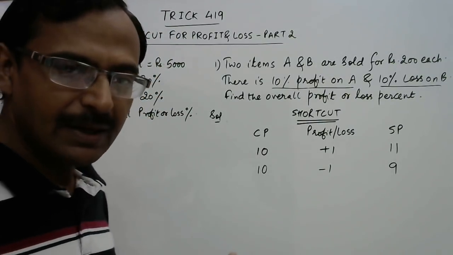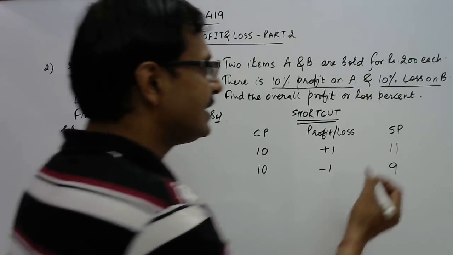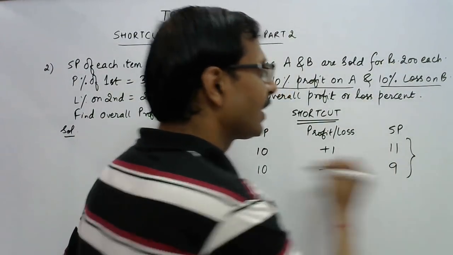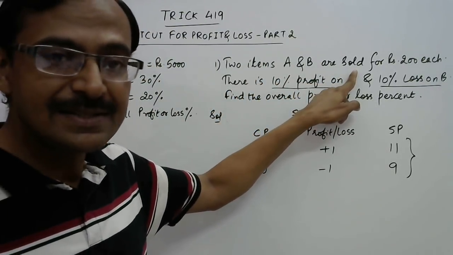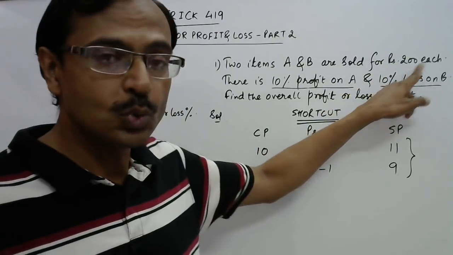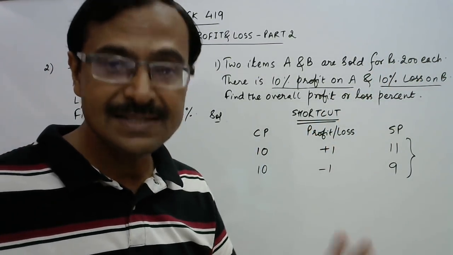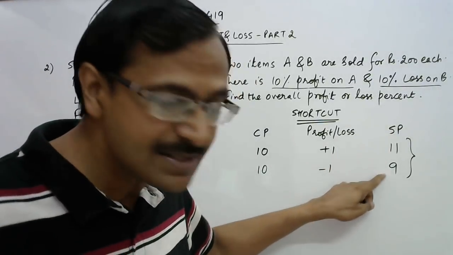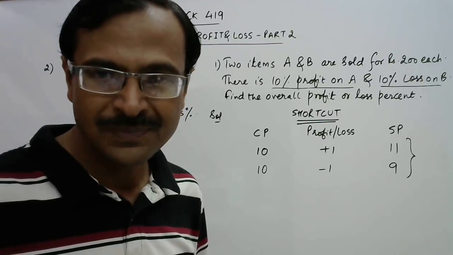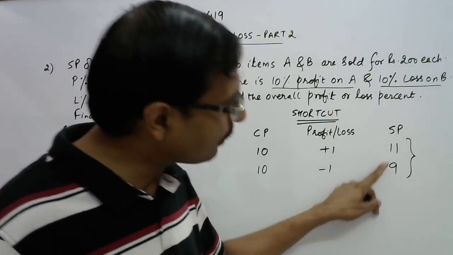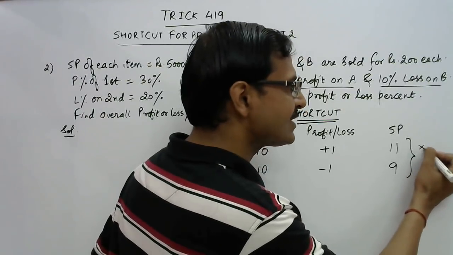Once this table is obtained, what you need to do is equalize these selling prices. Now see, two items A and B are sold for rupees 200 each. That means the selling price of the two items is the same. But here the selling price is different. So we need to equalize these selling prices. For equalizing these two numbers, what we do is, here we have 9, so multiply this by 9.